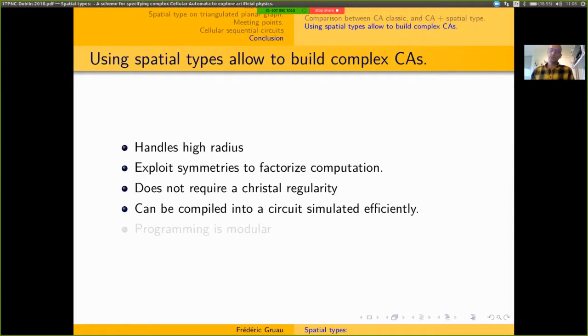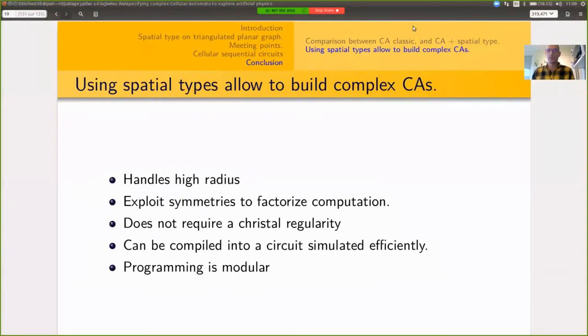On a CPU with SIMD capability, you can compute 64 gates in a single instruction, working on 64 bit integers. And last, programming is modular. In this talk, I presented computations such as the edge frontier, the neighborhood, or the meeting point, and these computations were reused all the time. And this is maybe the most important property.